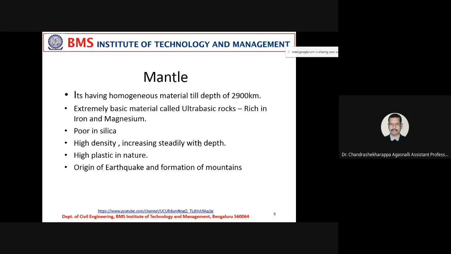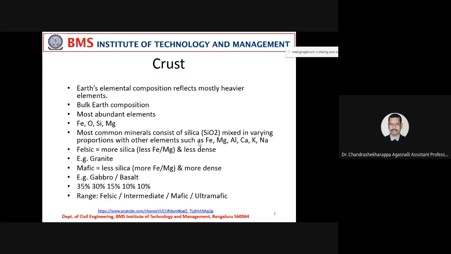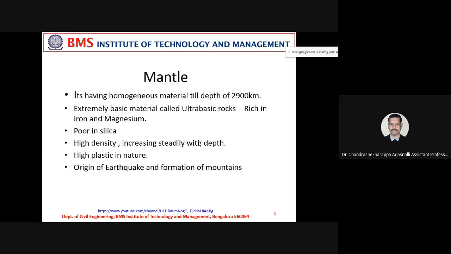It has extremely basic material called ultrabasic rocks. What is there in the ultrabasic rocks? Mafic, felsic, and ultramafic rocks, about 30 to 35% of this. These are extremely basic, rich in iron and magnesium, very poor in silica percentage, and of high density, increasing steadily with depth. And still it is of a highly plastic nature.